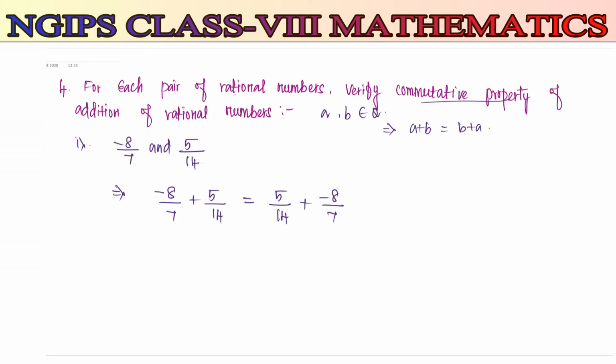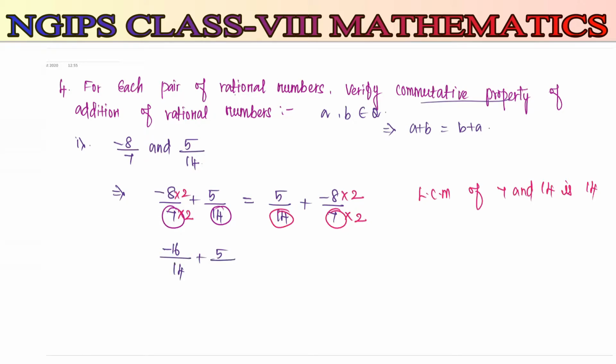Now I am going to simplify the terms. Here the LCM of 7 and 14 is 14. So I can multiply both numerator and denominator by 2 in the first term, and here also. The second term I need to multiply by 2, both numerator and denominator, because the LCM of 14 and 7 is 14. So when you simplify, we are going to get 8 2s are minus 16 divided by 7 2s are 14 plus 5 divided by 14, is equal to 5 by 14 plus minus 8 2s are 16 divided by 7 2s are 14.